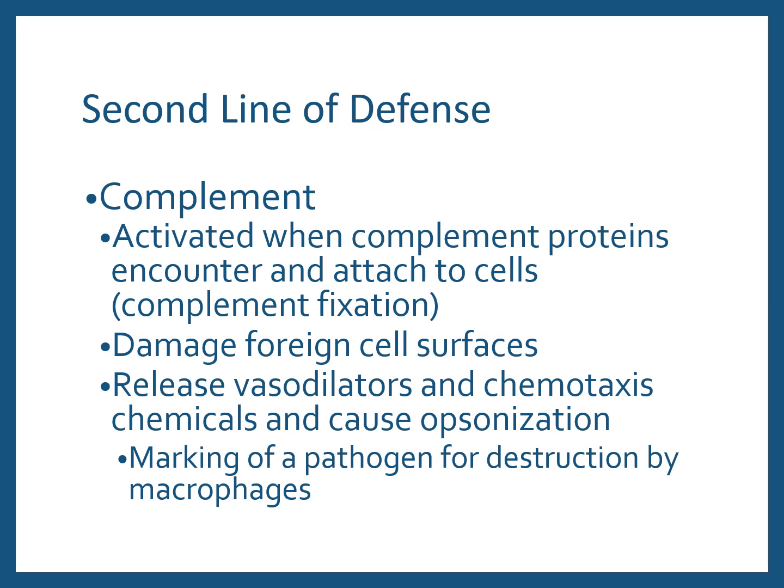They're also going to release a whole bunch of chemicals that are going to help out. Some chemicals will be vasodilators to let in more white blood cells, and some of those chemicals are chemotactic. So taxis means to call, and if you say chemotaxis, well, that's to call with chemicals. So this will call other white blood cells into the area. The other thing that these are going to do is mark the pathogen. That way, the macrophage will recognize the complement protein and they will remove the pathogen.